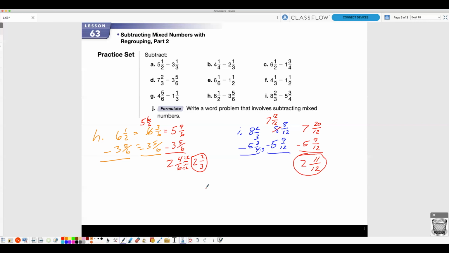All right. And then in letter J, it says write a word problem that involves subtracting mixed numbers. So you just create your own word problem that involves subtracting mixed numbers, usually referencing pie or pizza. Those are pretty handy ones to make up.